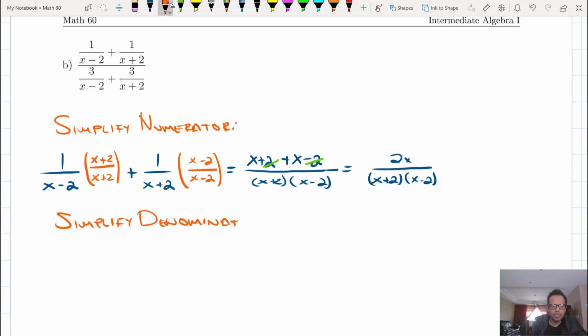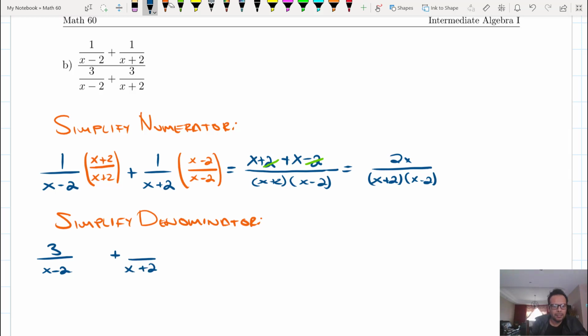Okay, denominator. We are going to copy this sum below, which in this case is the denominator. So let's see. This is going to be 3 divided by x minus 2. I'm going to leave a space here for the missing factor.